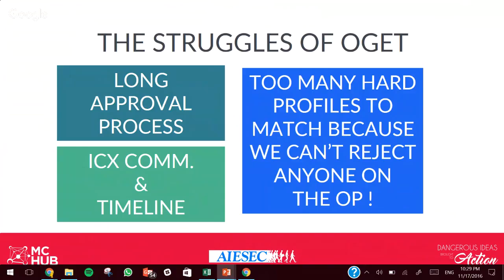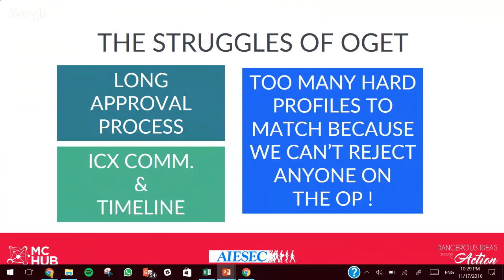Cool. Okay. So in order to go into this whole idea of hacking oGET, we have to go through some of the struggles that we have, right? If you ask any of the VPs, the TLs, the members, some of you are in this right now, some of you will be experiencing this soon, yeah? There are 3 main things that I for sure have seen, especially since I came into the area. One, the approval process takes so long.